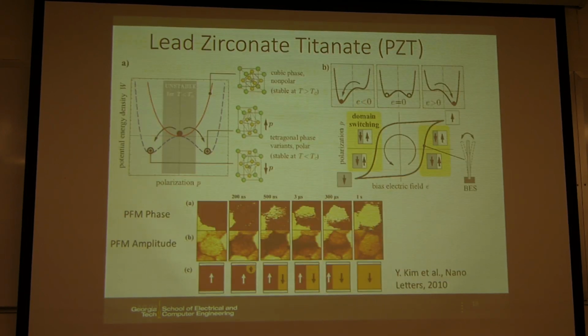Does the phase correspond to the polarity of the polarization, and the amplitude correspond to the amplitude of the polarization? Amplitude. So phase corresponds to the direction of the polarization. Yeah. But I don't know what amplitude tells you in this case.